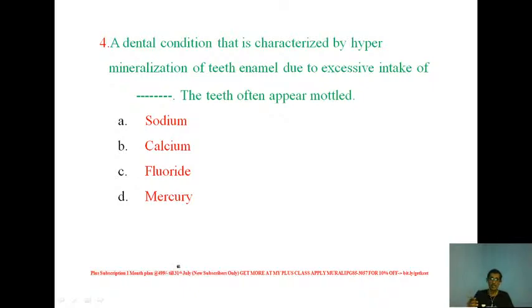If the food, either in the form of liquid or solid, has fluoride content in the highest percentage, then that will cause this hypermineralization of teeth. So excess intake of fluoride, and the result is the teeth will become molten. That is one of the deformities with respect to the dental condition of the person. Okay.